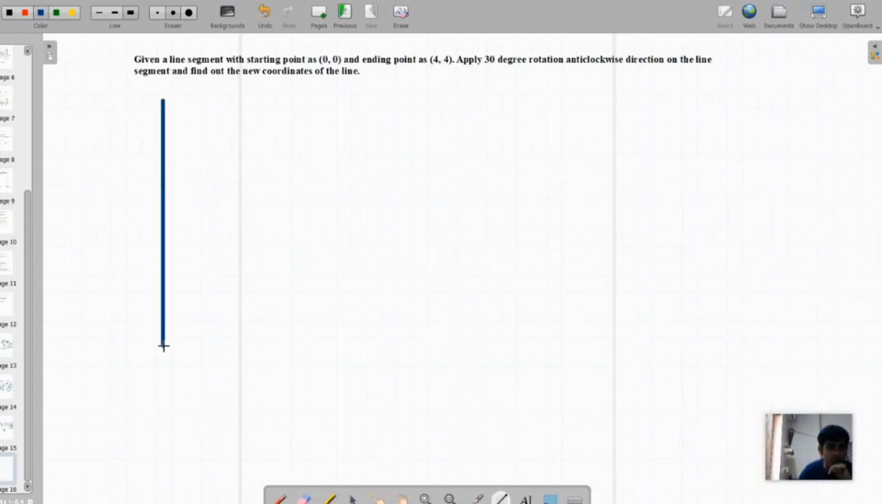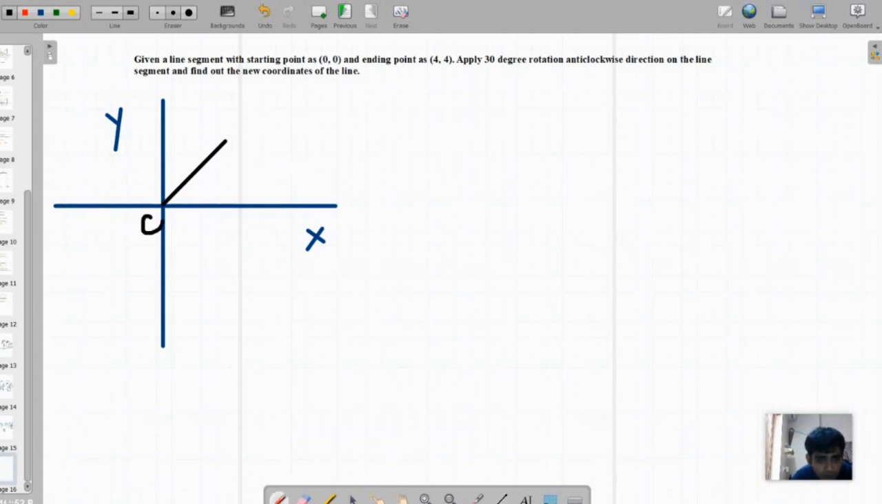Before solving the problem, let me draw our x and y axis. This is our x-axis and this is our y-axis. And the problem goes like, given a line segment with starting point 0, 0 and ending point at 4, 4. That means you are given a line segment, and a line can be represented by its two endpoints. The start point is 0, 0 and the end point of the line is 4, 4. So the line is something like this. Here is your starting point 0, 0 and here is your end point 4, 4.